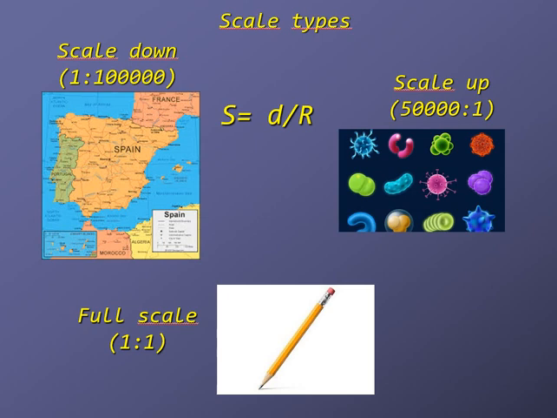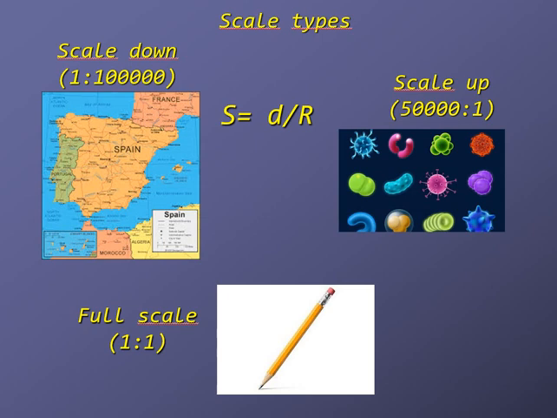Okay, on the other side we have scaling up. Imagine that you have to draw a very small object and you have to fit it in a paper. So in this case, what you have to do is increase the size. Imagine a virus or a very small part. So you write the scale the other way. You write down the bigger number on the left side. In this case it is 50,000 to 1. It means that you have to increase the size by 50,000 times to fit it in the paper. Okay, scaling down for big objects, scaling up for very small objects.